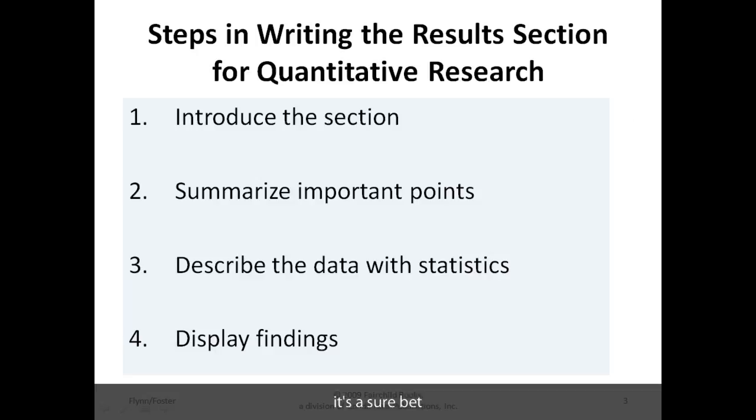Next are your steps in writing the results section for a quantitative research study. First, you will have an introduction section where you restate your purpose, question, and sample population. If you look in your book, there are examples that show you what to put in each section. Next, you summarize the important points. This is where you give 1 or 2 brief sentences that summarize your important points and explain what you found.